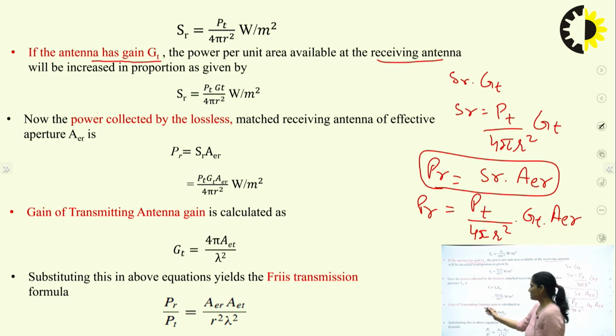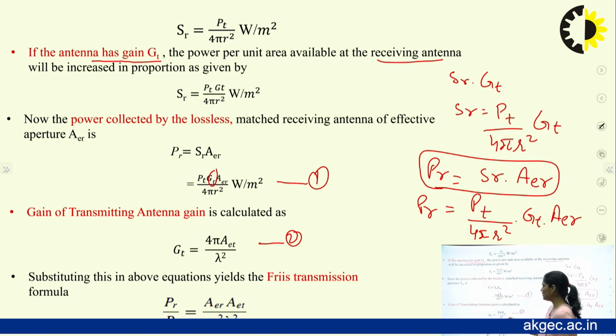Now the gain of the transmitting antenna is calculated as GT, so when you are calculating gain at the transmitter side, that is equal to 4 pi AET upon lambda square. So let this be your first equation, and this is the second. So put GT, which is 4 pi AET upon lambda square, in equation 1.